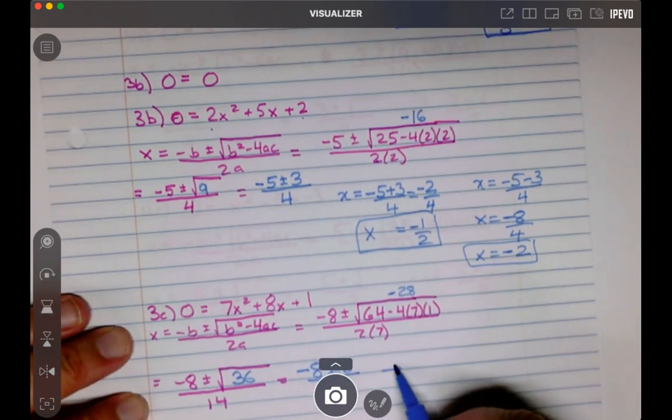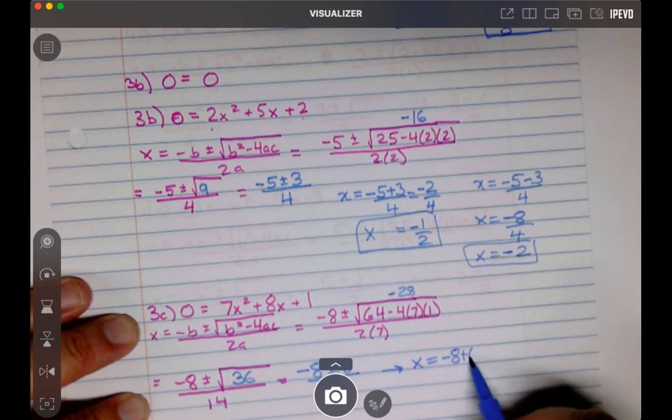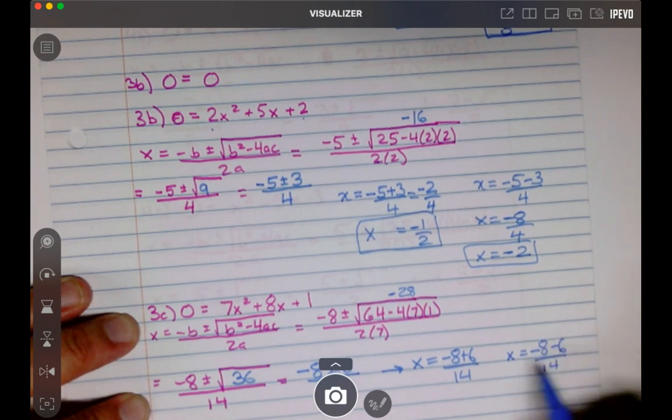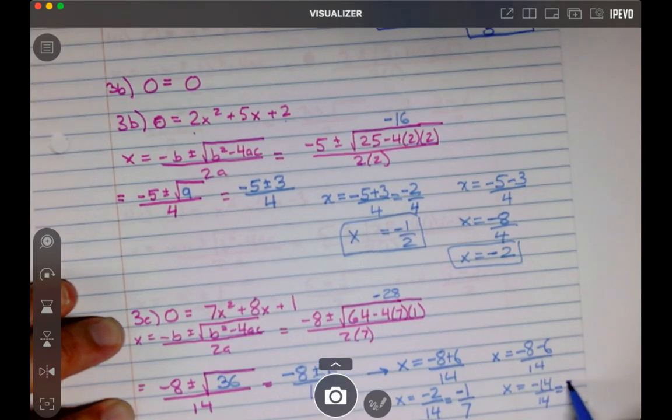And that's going to equal, x equals negative 8 plus 6 over 14, and x equals negative 8 minus 6 over 14. In this case, negative 8 plus 6 is negative 2 over 14. That simplifies by dividing top and bottom by 2 to negative 1/7. Over here, I get negative 14 over 14, which simplifies to negative 1.